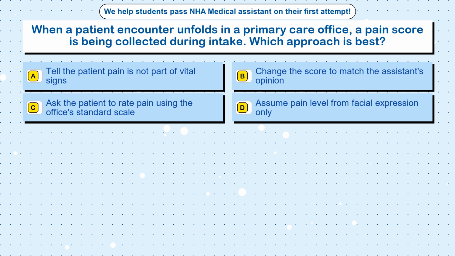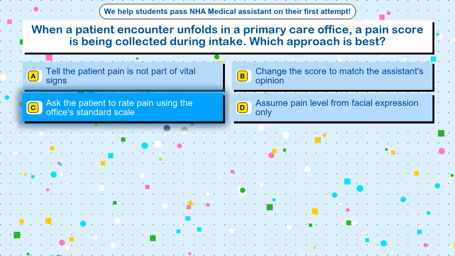Option B, change the score to match the assistant's opinion. Option C, ask the patient to rate pain using the office's standard scale. Option D, assume pain level from facial expression only. The correct answer is option C, ask the patient to rate pain using the office's standard scale.